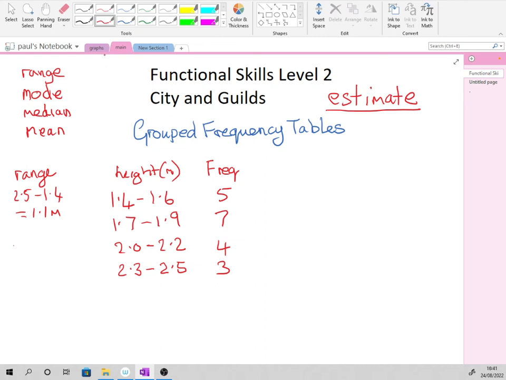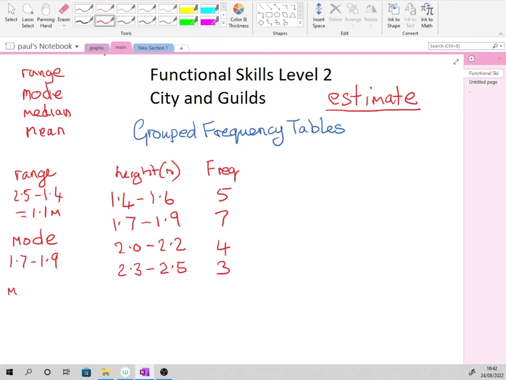Now the mode, again, is the most common reply, which is the highest number in the frequency column, and you won't get 2 of them, they'll always just make it 1. And this time the mode is 1.7 to 1.9 because the number 7 here is the biggest number.